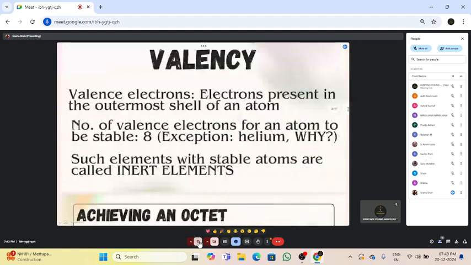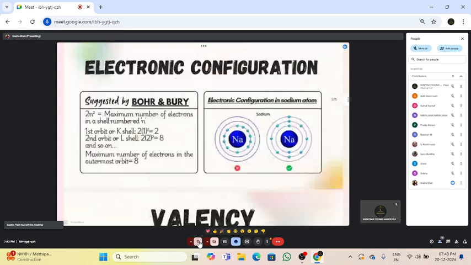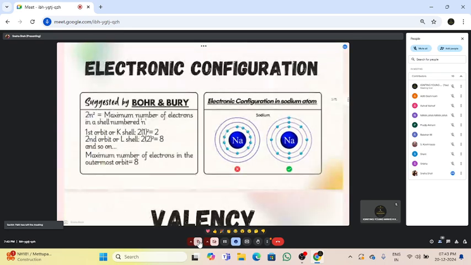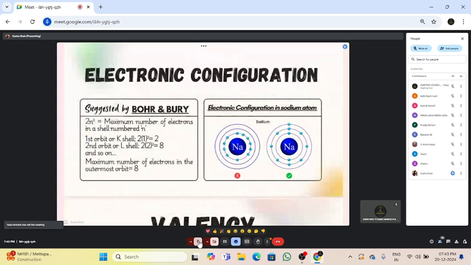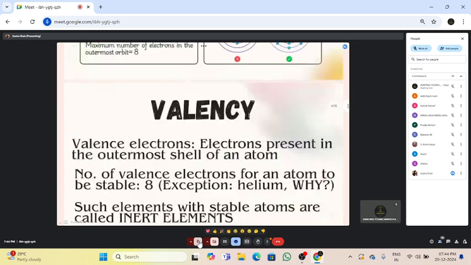So now let's understand what valency means. If you look at the electronic configuration of the sodium atom, how many electrons do you see in the outermost orbit of the atom? There is 1 electron in the outermost orbit of the atom. That 1 is called its valency. It's not valency, but the number of valence electrons. Valence electrons are the electrons present in the outermost shell of an atom.